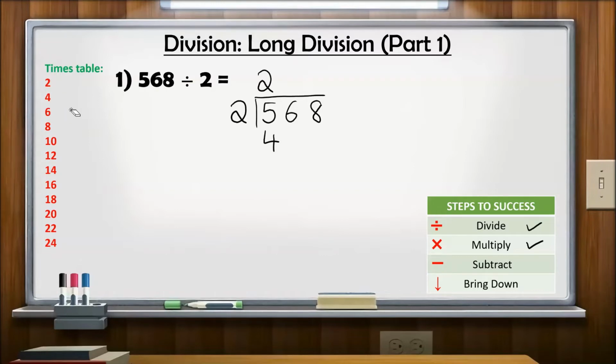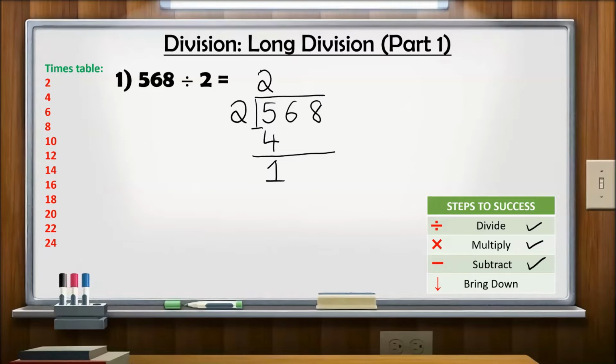The next step I'm going to do is subtract. I'm going to take away 4 from 5. So 5 take away 4 is equal to 1. And the 1 tells me when I had divided 5 by 2, I had an answer of 2 remainder 1. So the 1 represents my remainder.